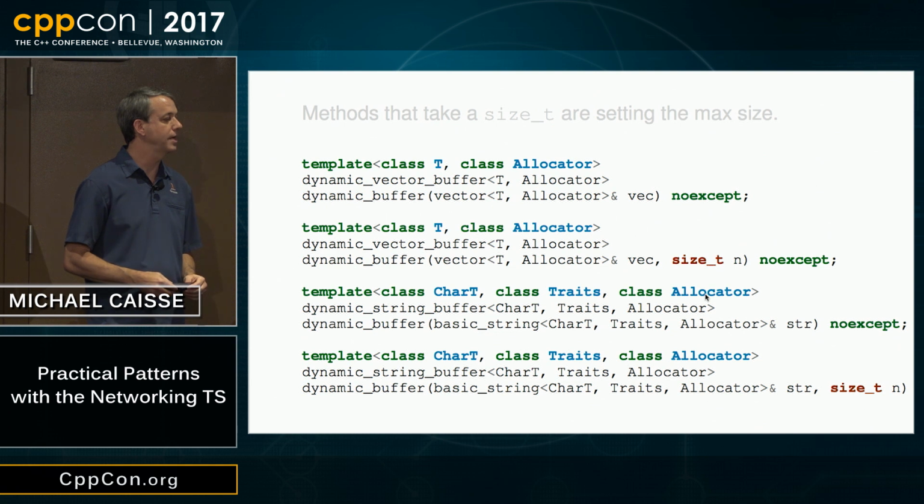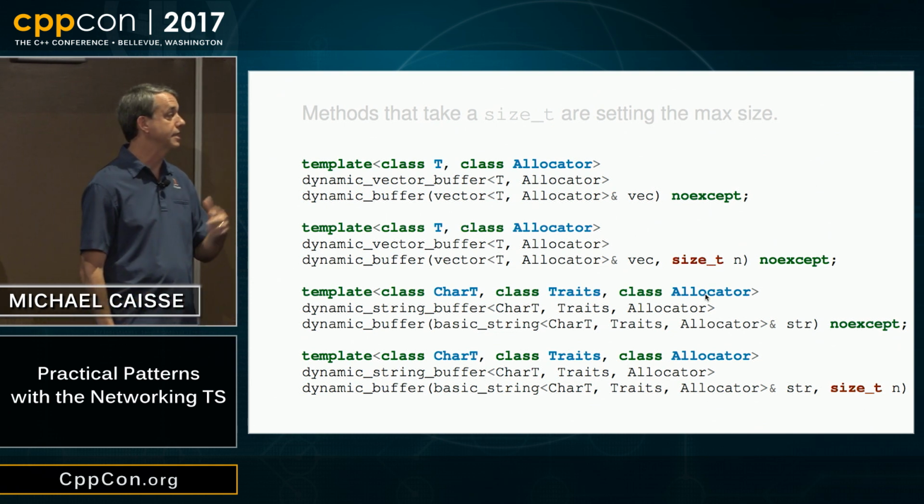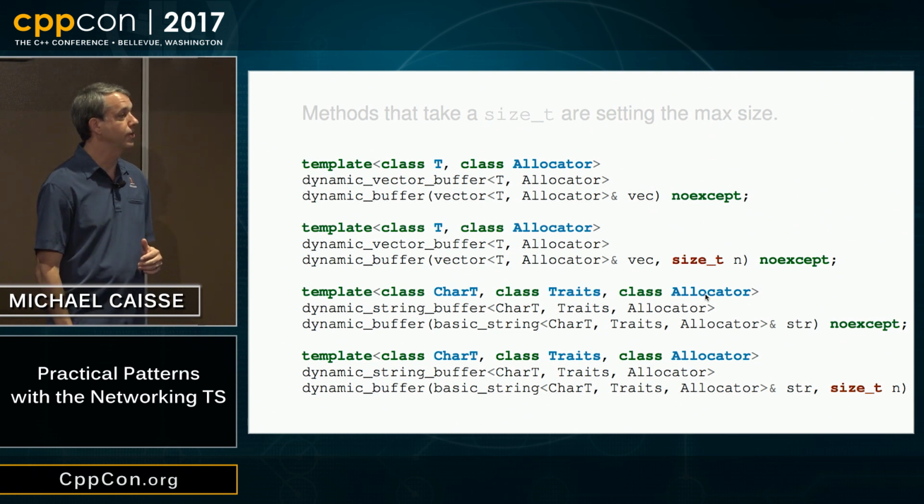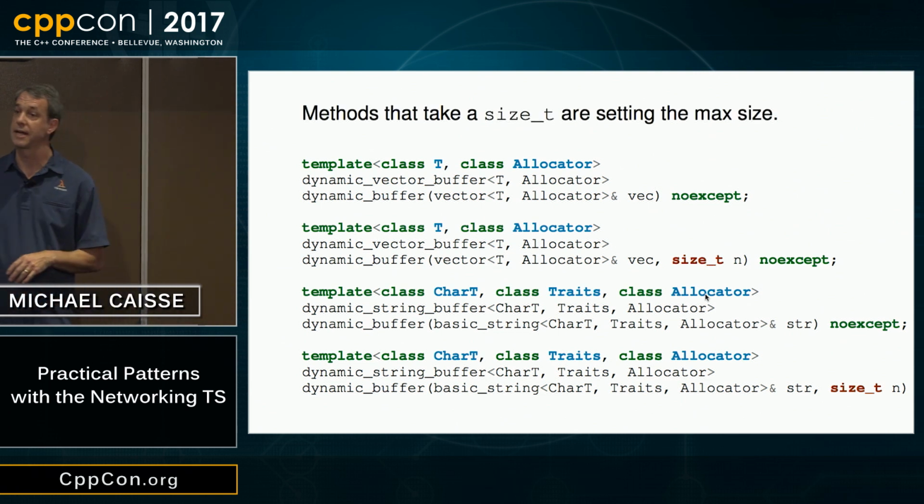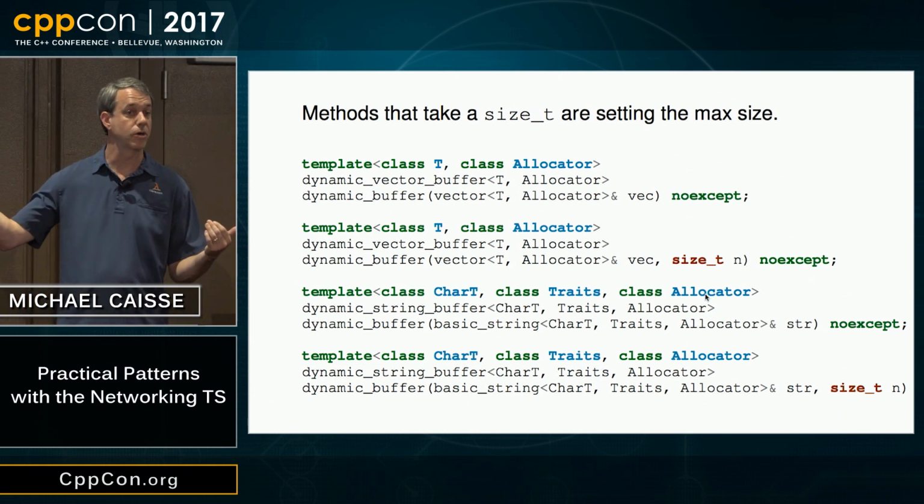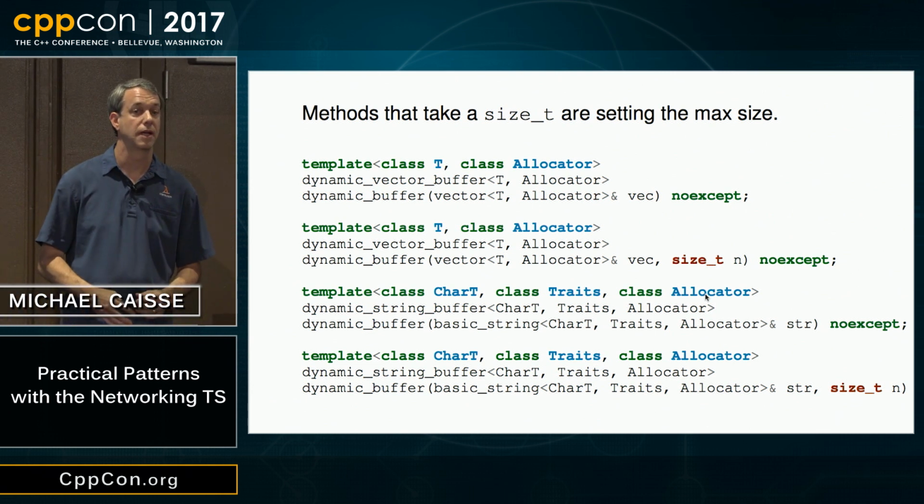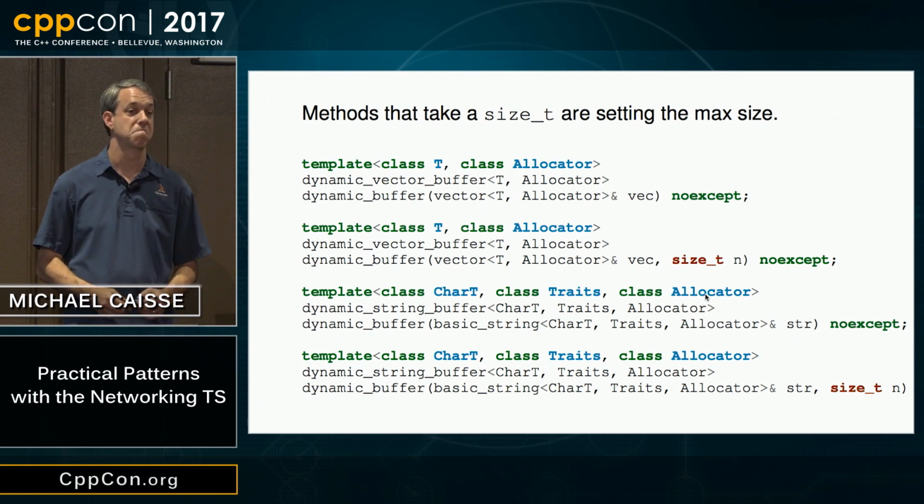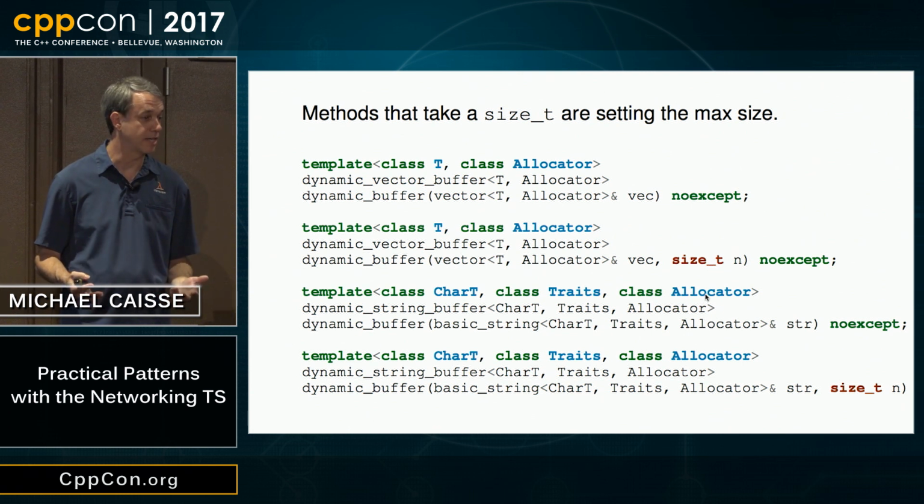And so we can create dynamic buffers from vectors and from strings. And there are two variations for each. You'll see there's one that takes a size_t. The size_t is the cap, how large you'll let the container grow, and then it needs to stop. All right, so if you're into just letting your networks get flooded and your programs crashed, you want to use the one without that.